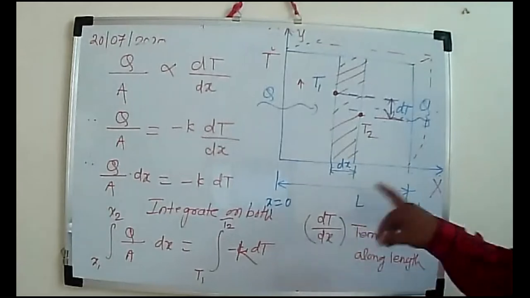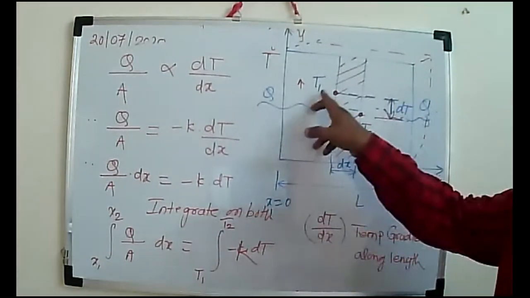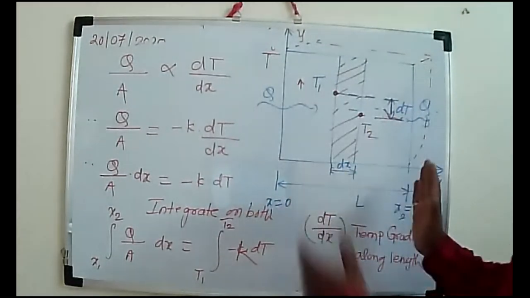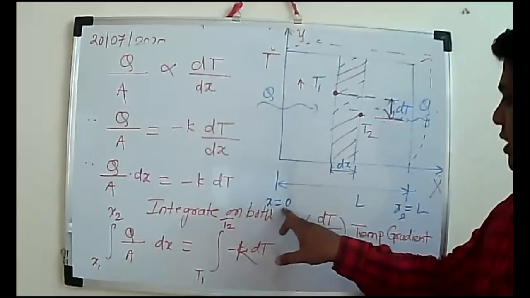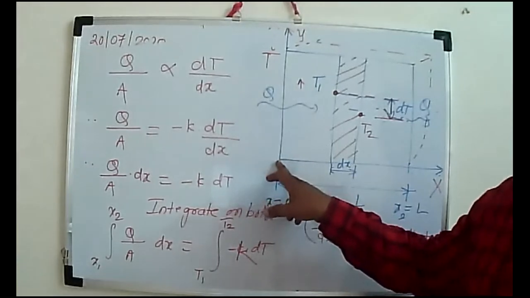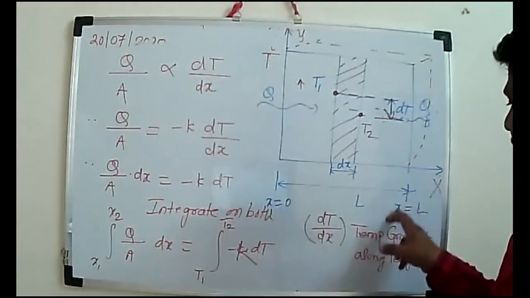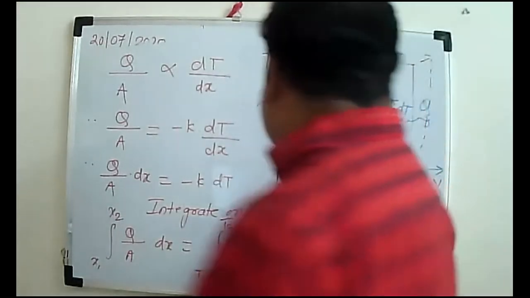So I have shown the thickness L, Q is flowing, higher temperature, low temperature. Here total length is L. At this point x1 is equal to 0. यहाँ पे लेंथ 0 रहेगा क्योंकि ये ओरिजिन है. And at this point x2 is equal to L क्योंकि ये टोटल लेंथ है.